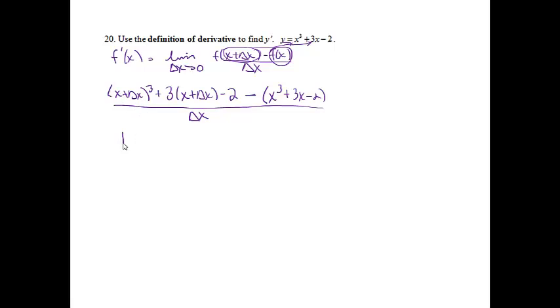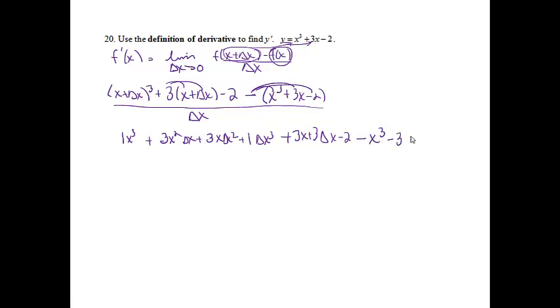And if I'm going to a third power, it's going to be 1, 3, 3, 1. We'll go x cubed, x squared, x, and then the x drops out, and then we'll go delta x cubed, delta x squared, delta x, and then the delta x drops out, and plus is in between all of them. Okay, and then plus, I'm going to distribute that 3, so I'll get plus 3x plus 3 delta x minus 2. And then I am going to distribute the negative, so I'll get minus x cubed minus 3x plus 2, still all over delta x.